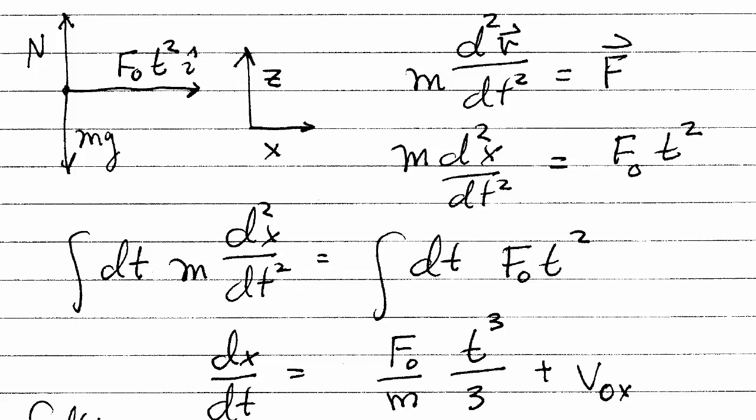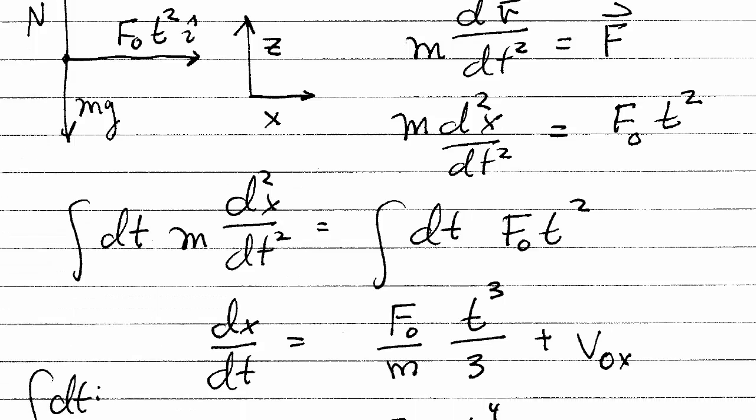The net result is that we have a velocity dx/dt, and I've done the time integral, and the integral of t squared dt is t cubed over 3, and I've picked up v0x. v0x is the constant of integration.